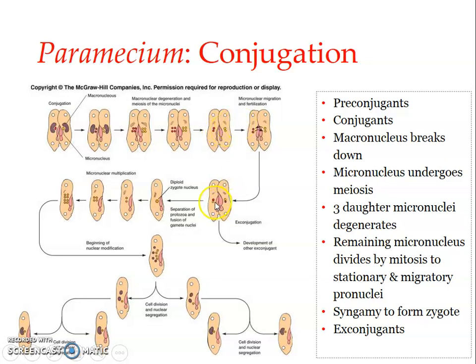Okay, and then exconjugation takes place. The 2 conjugates get separated, and in the meantime, the 2 pronuclei fuse together to form the diploid zygote nucleus. This diploid zygote nucleus will undergo 3 mitotic divisions, and it will result in 8 daughter nuclei. Each ex-conjugate will result in 4 daughter paramecia. Okay, so that is the whole process of conjugation. Fine. Okay, thank you.